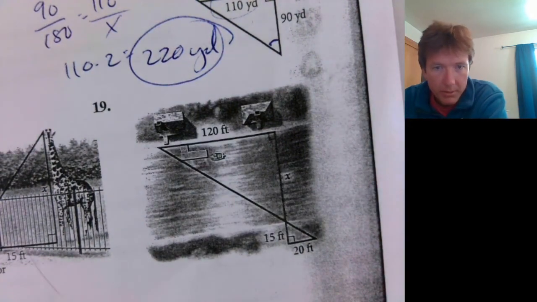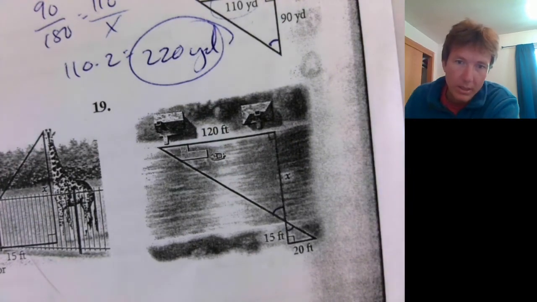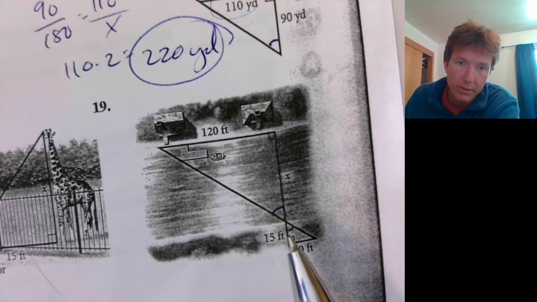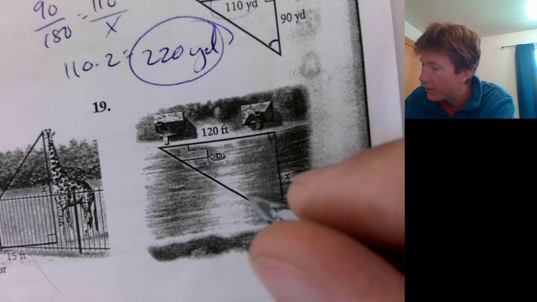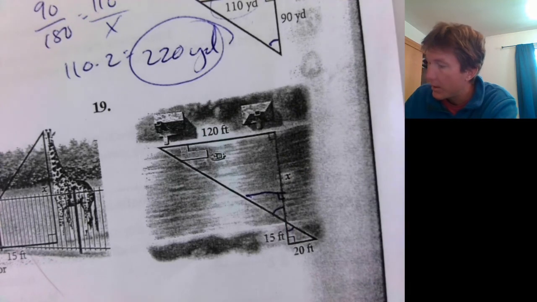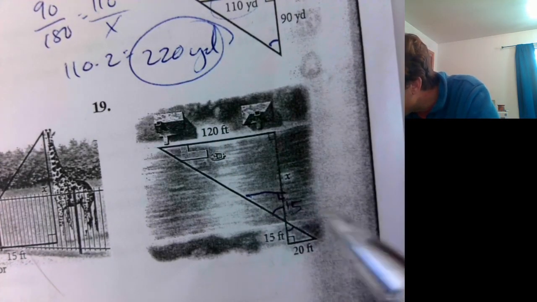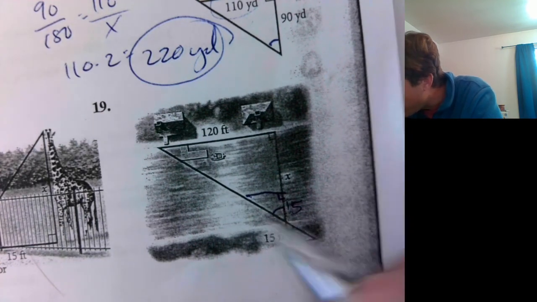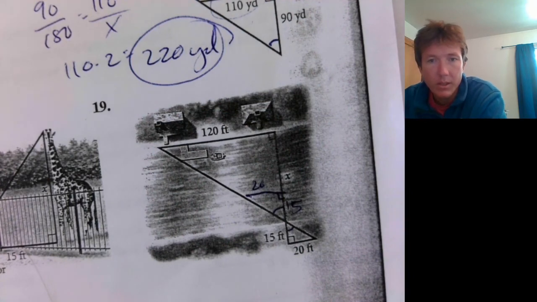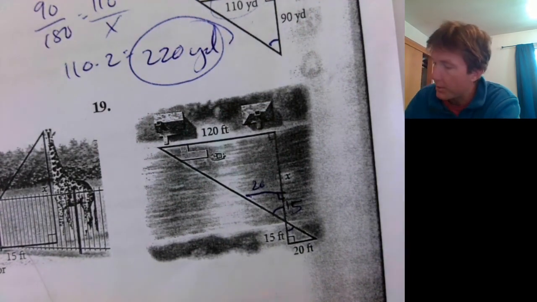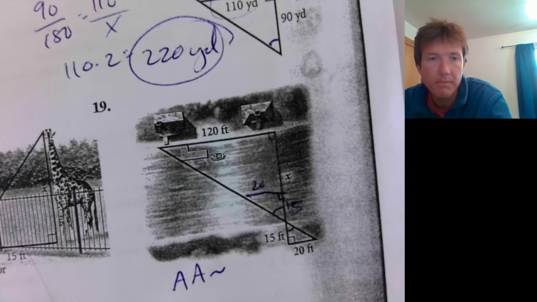Okay, so we're going to explain why these are similar. So these are vertical angles, and if you took this triangle and rotated it about this point 180 degrees, you would see that these are actually the same triangle, and that's going to be 15. I don't know the length of the hypotenuse, but this side is 20 feet. So these are similar by angle similarity because I've got two angles the same.